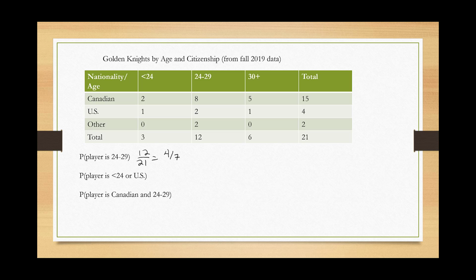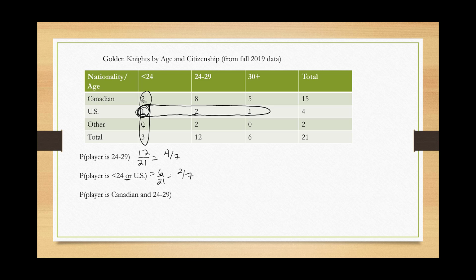Then I have the players less than 24 or U.S. Now be careful with this word or. Let me kind of circle it on the chart. So less than 24, I have the first column that I have 2 and I have 1 and I have 0. Or U.S. U.S. had 1, 2, 1. But you see this circle where there's 1 U.S. team player that's less than 24. So you don't want to count that person twice. So be careful when you're adding up. So I'm going to have the 2, 1, and 0. That's 3. 4, 5, 6. So there are 6 out of the 21. Again, we could divide by 3 and make that 2 over 7. But I do warn you, be careful with the or because you can have something that's in both.